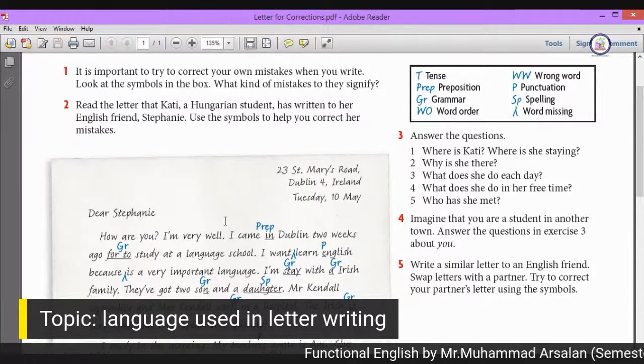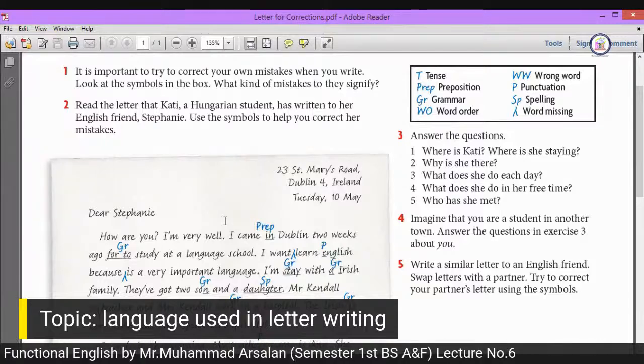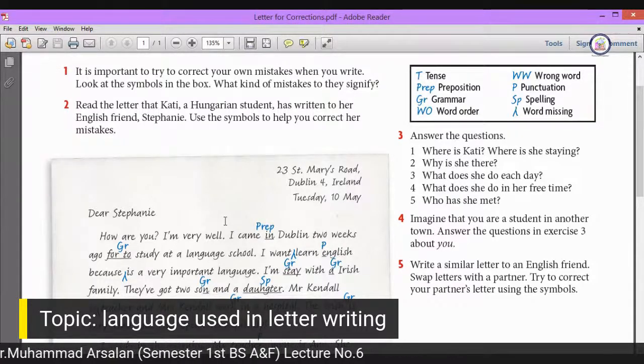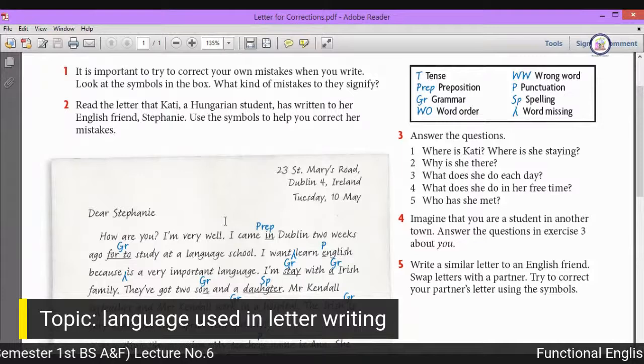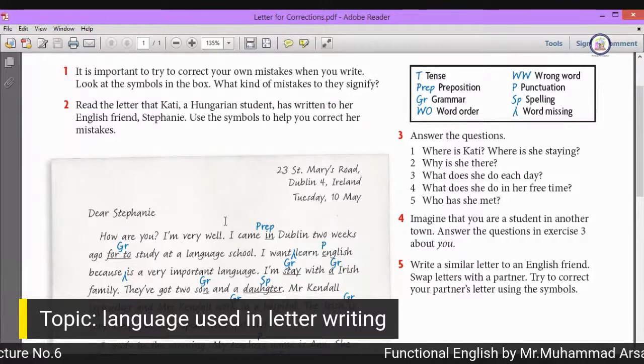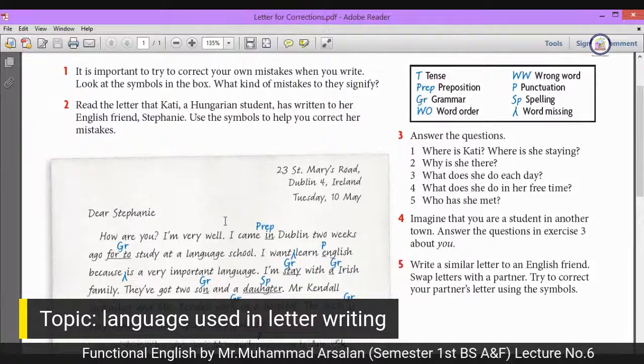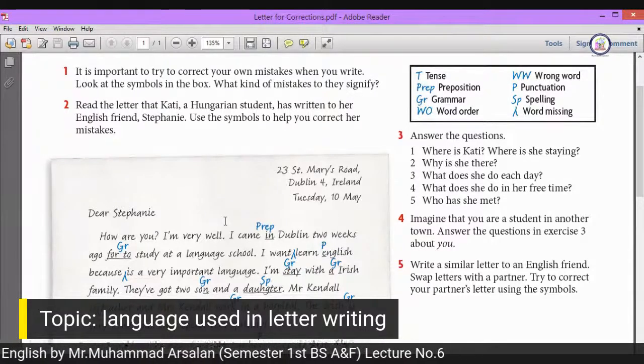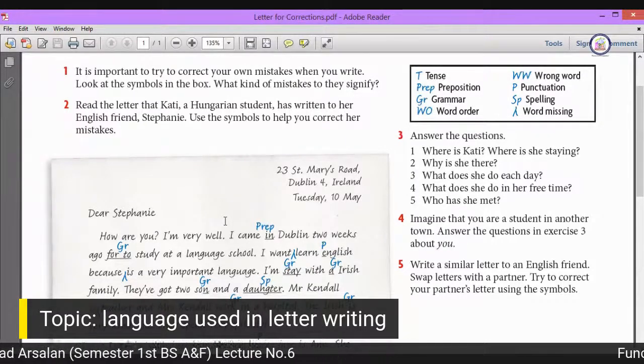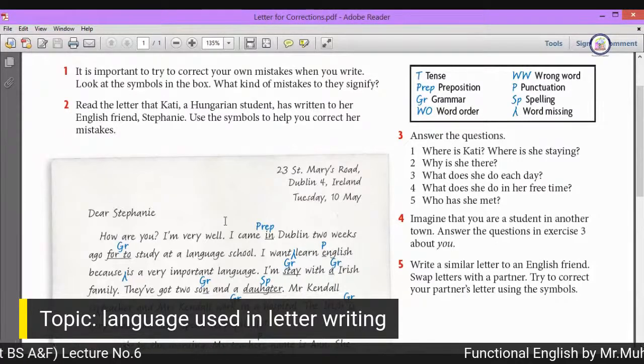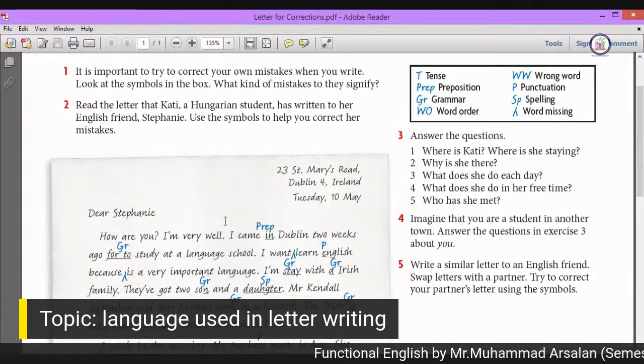Number two, in the informal letters, you can be humorous as well. So you can find a little bit of humor, you can find a little bit of personal feelings and emotions, and there can be a direct connection to the person you are writing.